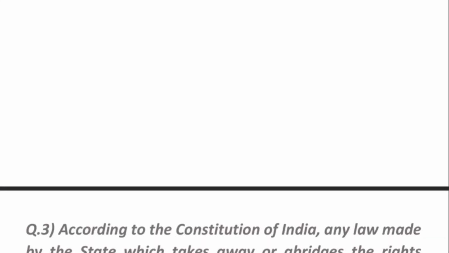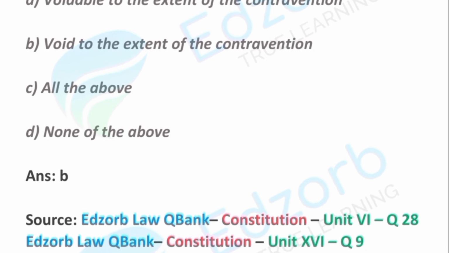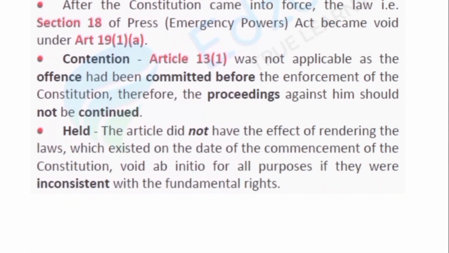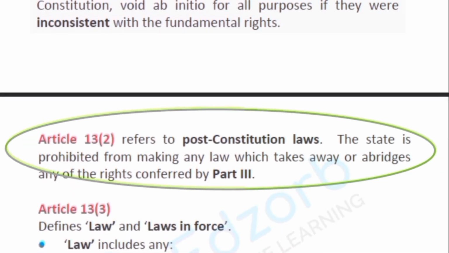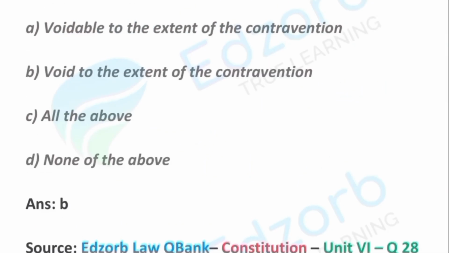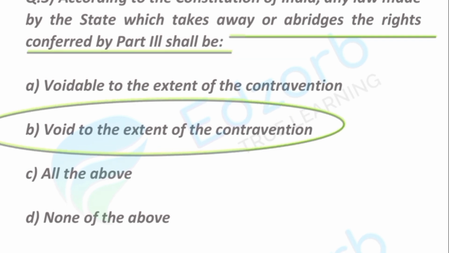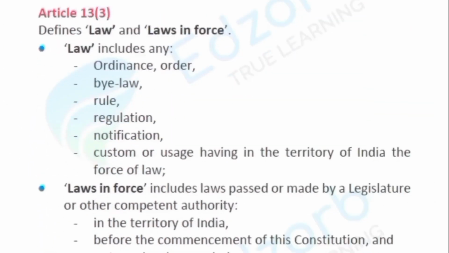Now, while designing our question banks, we were extremely careful to cover Article 13 of the Constitution of India, which, as you can see, we have covered extremely well. Question number 3 remains to be a direct question from Article 13(2) of the Constitution of India, which would tell you that the state is prohibited from making any law which takes away or abridges any of the rights conferred by Part 3rd. And therefore any law made by the state which takes away or abridges the rights conferred by Part 3rd shall be void to the extent of the contravention. I am sure you were able to mark the correct option B.